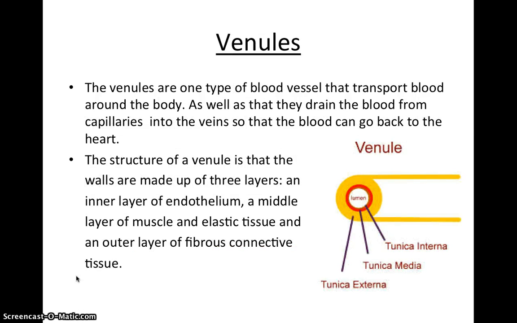Venules. The venules are one type of blood vessel that transport blood around the body. As well as that, they drain the blood from the capillaries into the veins so that the blood goes back to the heart and starts the cycle again. The structure of a venule is that the walls are made up of 3 layers: an inner layer of endothelium, a middle layer of muscle and elastic tissue, and an outer layer of fibrous connective tissue, which you can see in the diagram as different names of tunica interna, tunica media, and tunica externa.